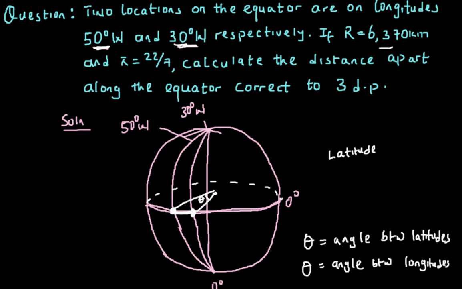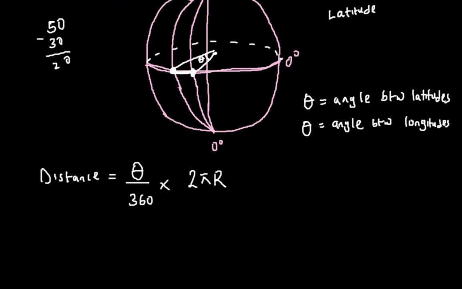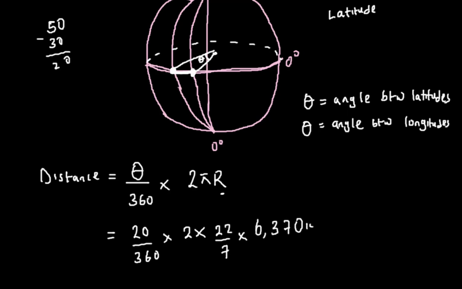Does this make sense? Now we have the longitudes on the same side, west and west. And remember, we said when they are on the same side, we subtract. I hope you can still remember. So it means that theta will be 50 minus 30, and this will give us 20 degrees. So our theta is 20 degrees. So we have 20 over 360 times 2 times pi. We're told to use pi as 22/7, times capital R, and in the question we're told that we should take capital R as 6,370 kilometers.